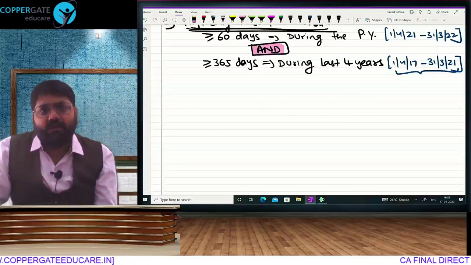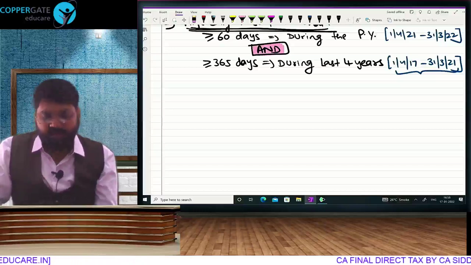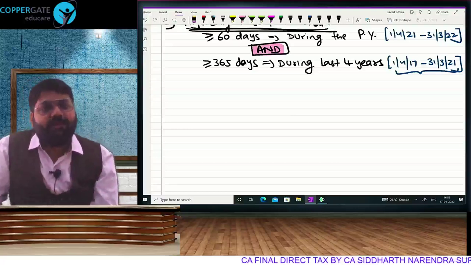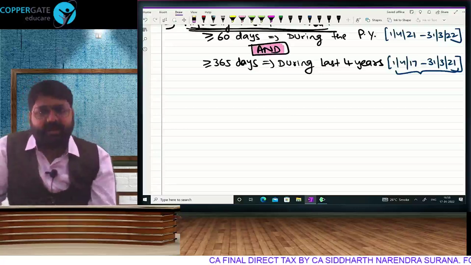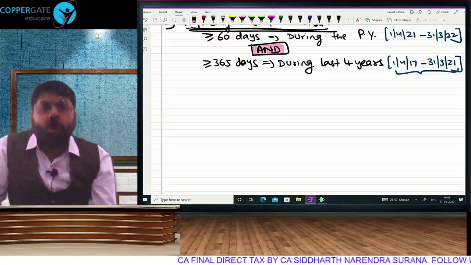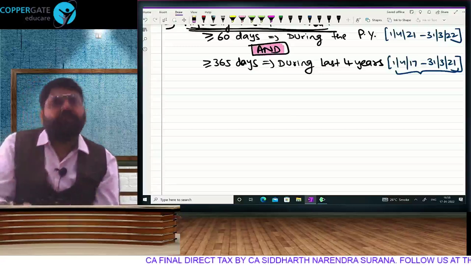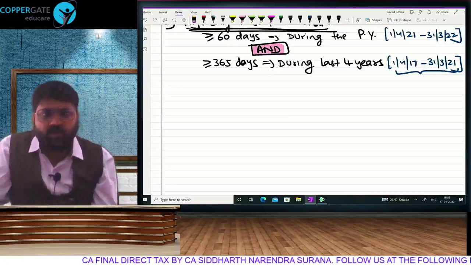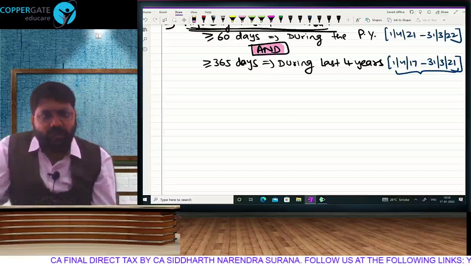If you satisfy any one of the conditions, then you will become a resident. So, how will one become a non-resident? Only if you dissatisfy both. And obviously, if you are resident, then we go and learn step number two: resident and ordinarily resident, resident but not ordinary resident. Also, if you are a resident, you have to pay tax on your global income. But if you are a non-resident, you have to pay tax only on your Indian income.